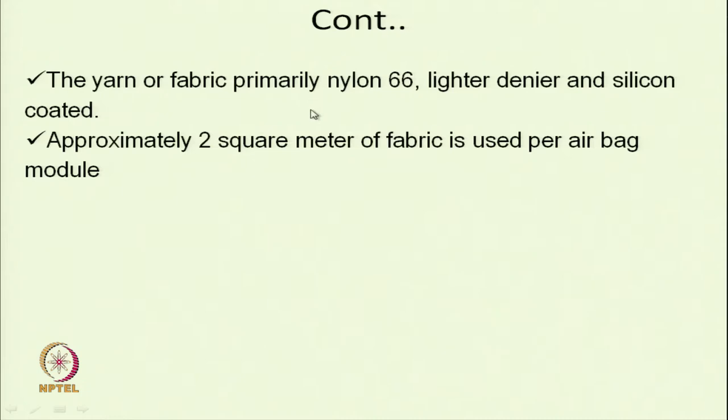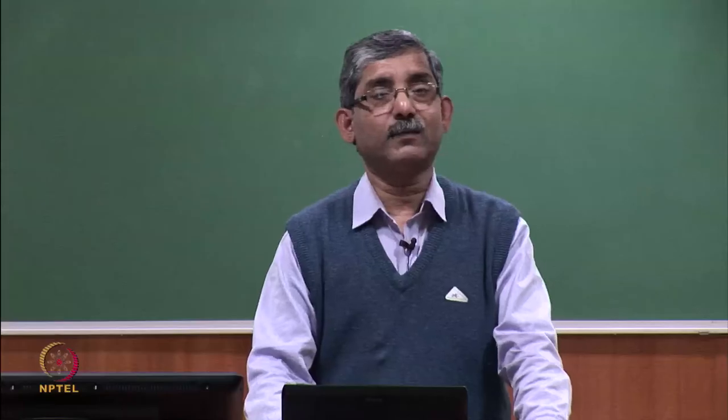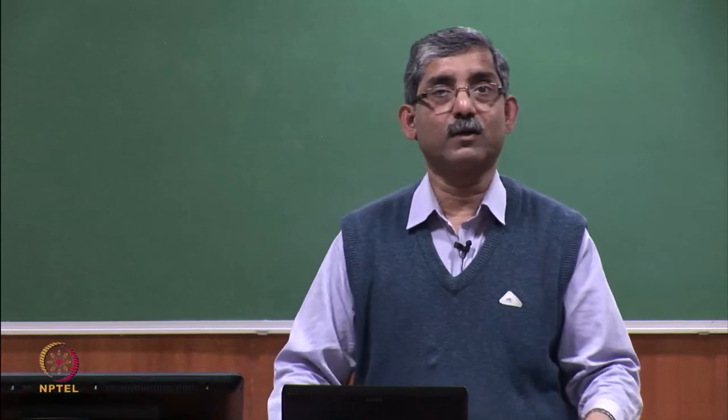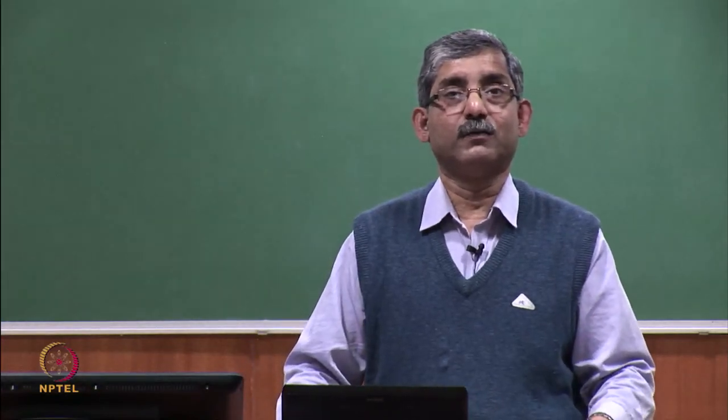The yarn and fabric primarily used is nylon 66. So, nylon 66 filaments of lighter denier are used, and it is silicone coated. Approximately 2 square meters of fabric are used per airbag. For one airbag we require 2 square meters of fabric.